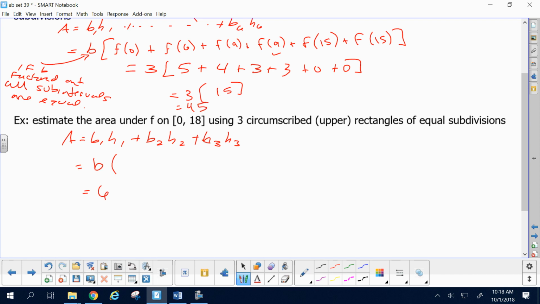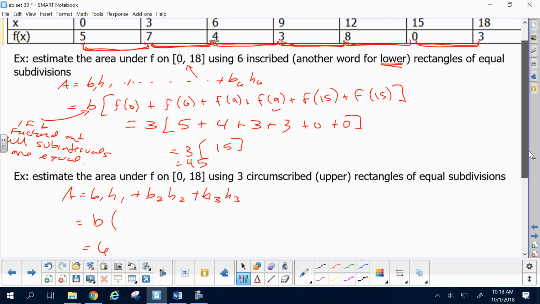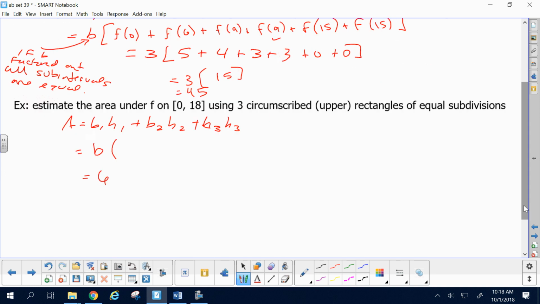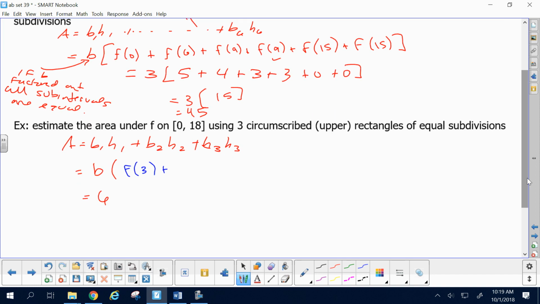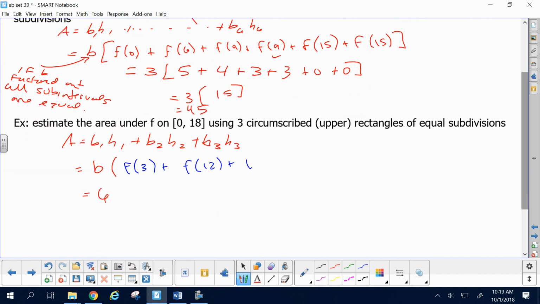If I use circumscribed, height 1 then is the biggest possible value from 0 to 6. So you're going to now look from 0 to 6, and what's the biggest possible height in that region? F at 3. So height 1 would be F at 3. The second height is the biggest possible value from 6 to 12, which is F at 12. And the last would be the biggest possible value from 12 to 18, which is F at 12 again. You would then go to the table and report those and calculate it.